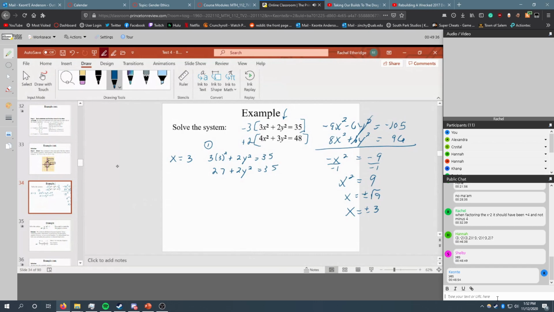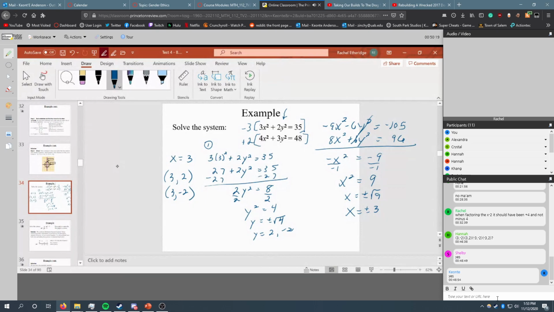Okay, order of operations, square the 3, then multiply by 3, you get 27. Subtract 27. Solving for y, we get 4. Y squared is 4, so y is going to be plus or minus the square root of 4. So we're going to get y equals 2 or negative 2. So when x is 3, we get 2 and we get negative 2.